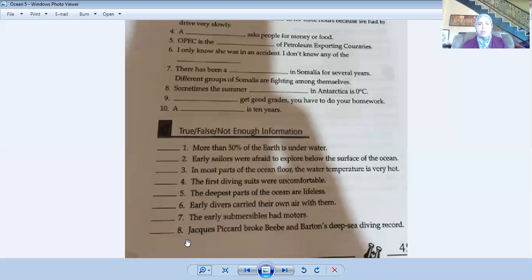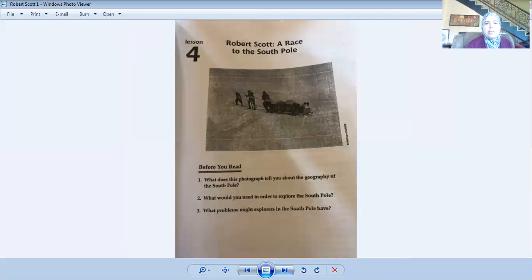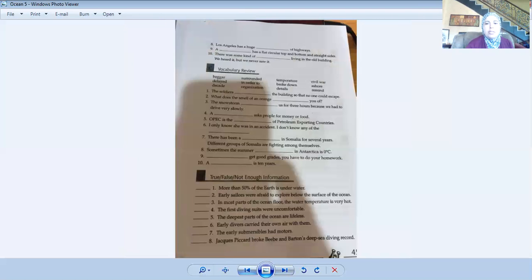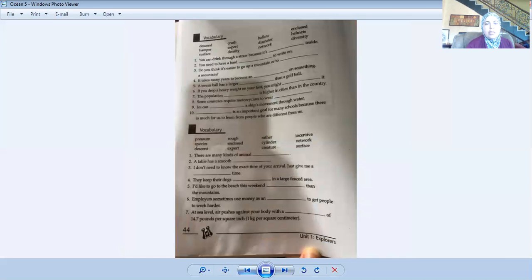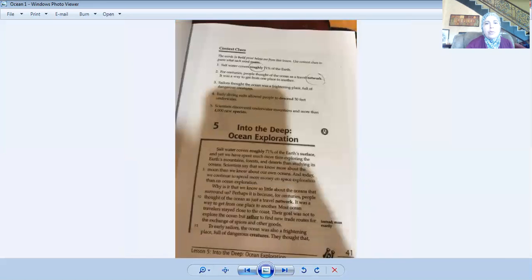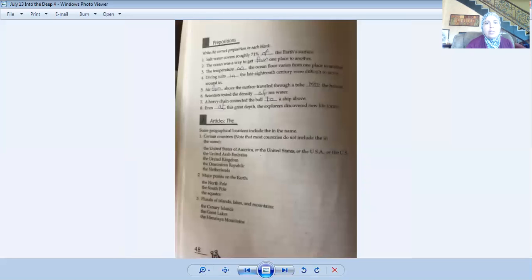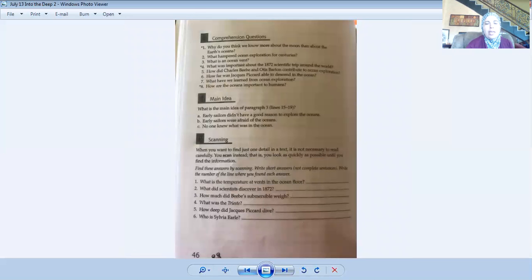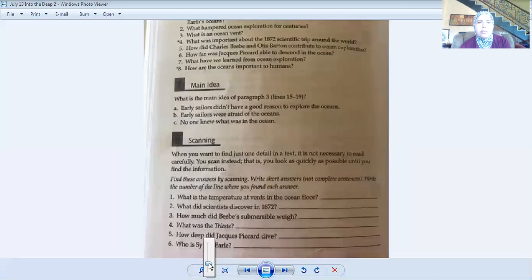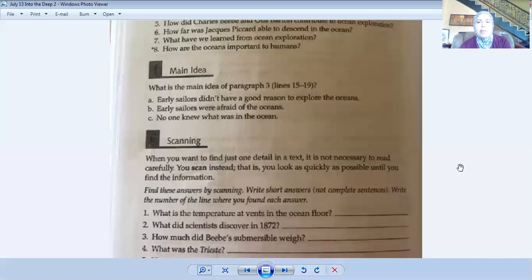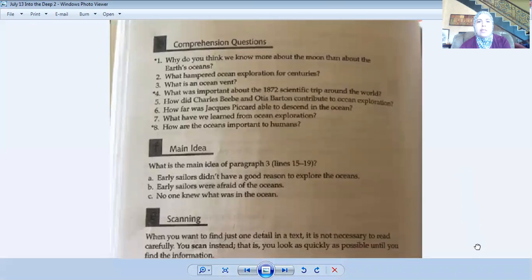Okay, let's move on to the next exercise, which is on page 46. Uh-oh, this is not the page that I want. The title should be Comprehension Questions. Let me try to find that. Okay, amazing. This is the page that I'm looking for. And it says 46 over here, see? So let's enlarge the page so that it will be easier for us to see the questions. And let me just bring this down like this.